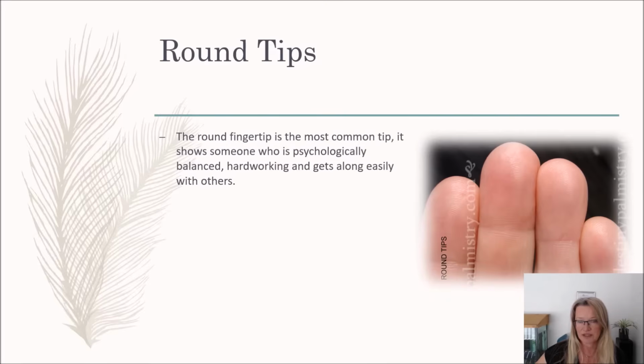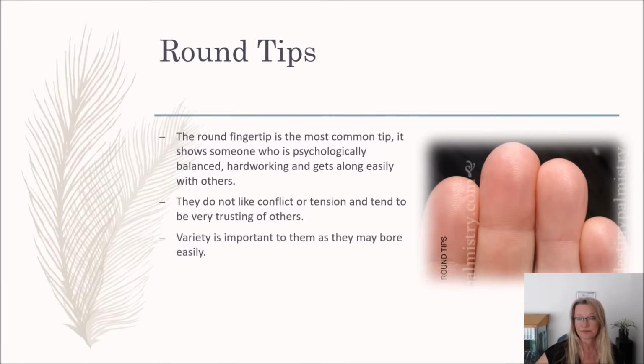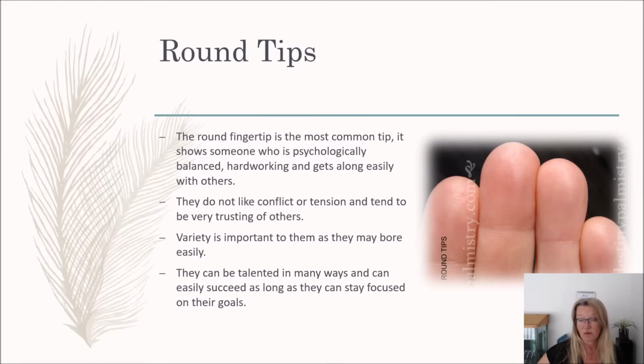So the round tip is the most common. It shows someone who's psychologically balanced. They're usually hardworking and they get along easily with others. They don't like conflict or tension, and they tend to be very trusting of others. Variety is important to them. They get bored quite easily. They can be talented in many ways and can easily succeed as long as they can stay focused on their goals. So the fingerprints will also come into the fingertip shapes, but that is another lesson as well.